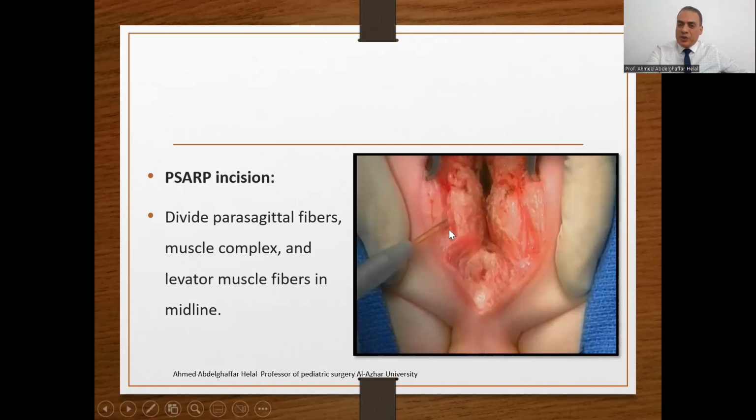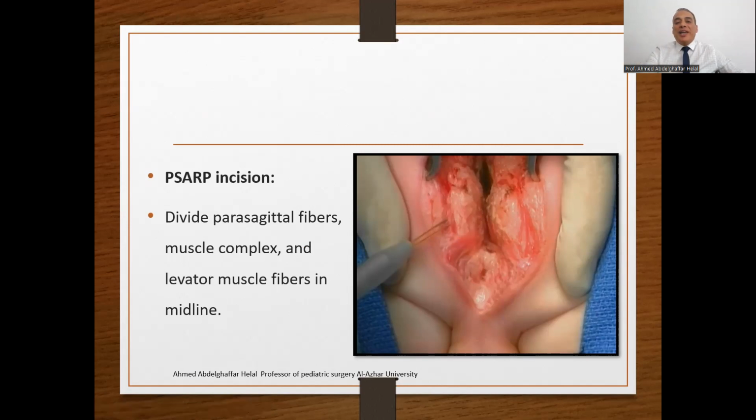There are fibers here on both sides of the midline, part of the muscle complex, called parasagittal fibers. And besides these parasagittal fibers, there are also some other fibers surrounding the rectum called the muscle complex. This is a muscle complex. And there is also the levator muscle. So we have three structures very important regarding the anorectal anatomy. The pediatric surgeon must know them very well. Number one, the parasagittal fibers.